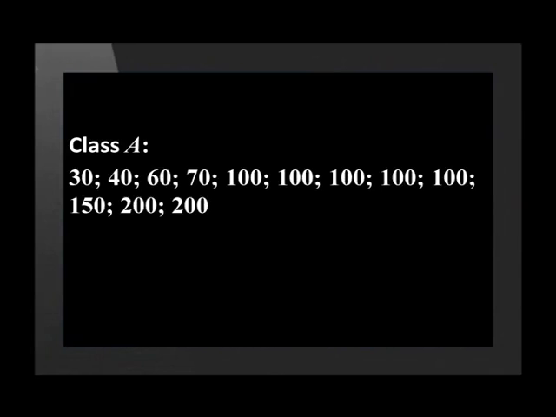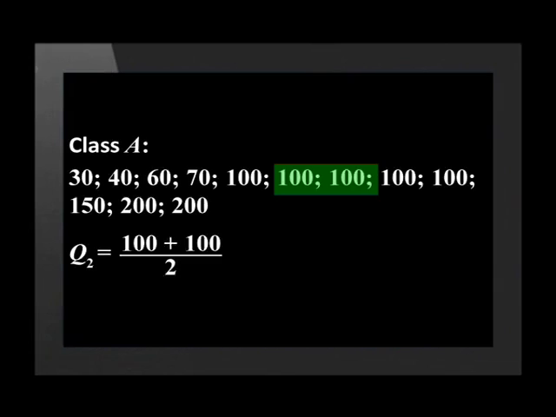We'll start with Class A. We first write out our numbers from the smallest to the largest. We then determine the median, which is Q2. We have 2 values in the middle, so we add them and divide by 2. Q2 is equal to (100 + 100) divided by 2, which equals 100.